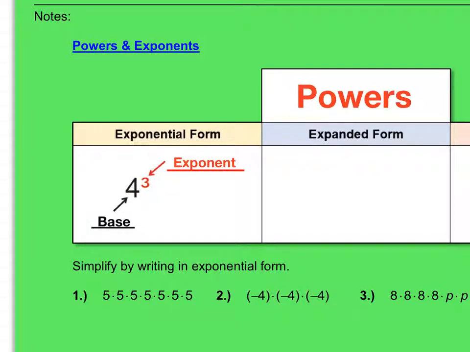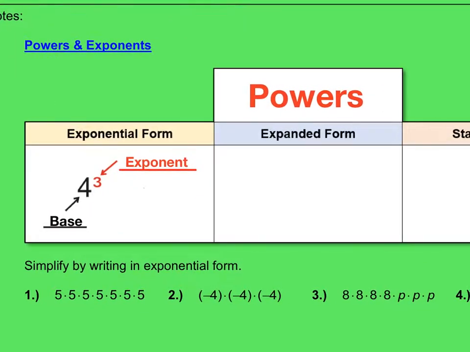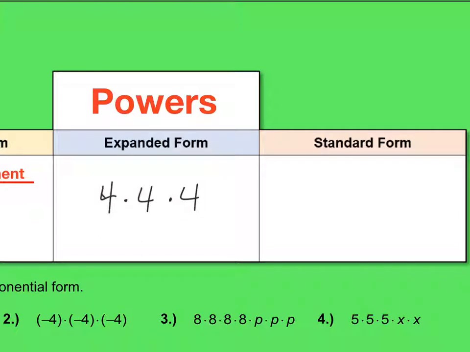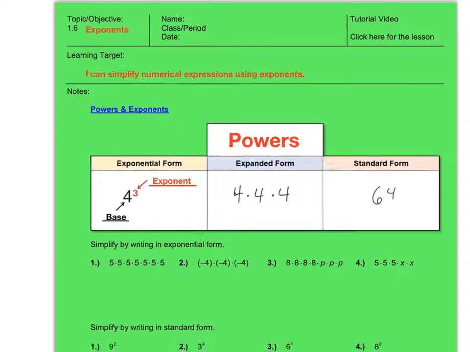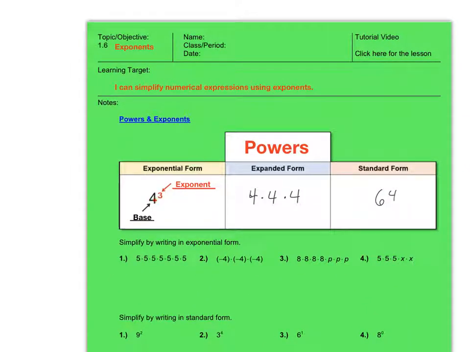Well, expanded form is when you actually write out what it means. 4 to the third power means 4 times 4 times 4, 3 times. 4 times itself 3 times. And then we have standard form over here, and standard form is just the answer to this question: what is 4 times 4 times 4? Well, 4 times 4 makes 16, and 16 times 4 makes 64. And that's how it works. The whole thing's a power. The base is 4 raised to the third power, which means 4 times 4 times 4, which equals 64.